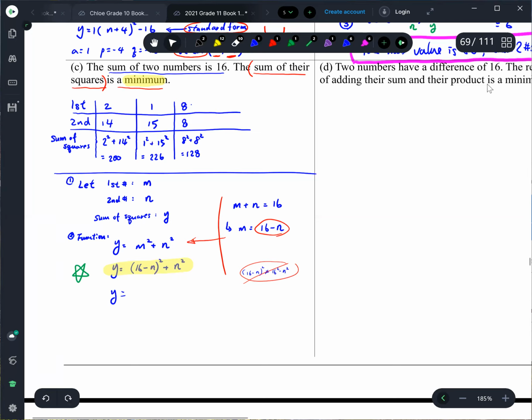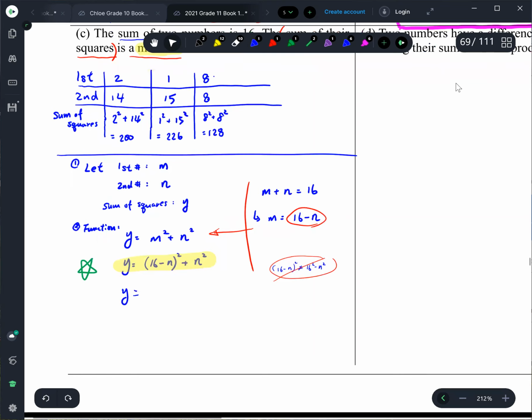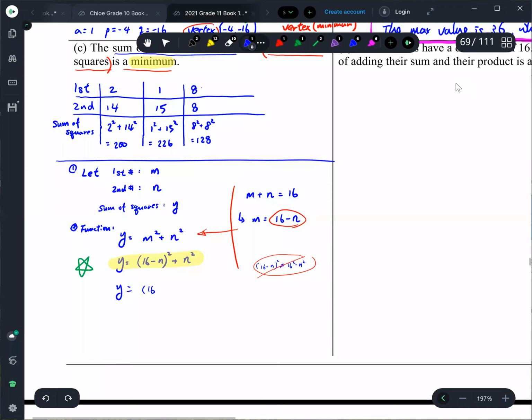Okay, Mackenzie, you can just turn on your mic, okay? Just like in class, you don't need to text me during class, right? You just open your mic, you can tell me. 256 minus 32n. Okay, can you tell me step by step what you did? So I do bracket 16 minus n and another 16 minus n and plus n squared. Plus n squared, yeah, and then?